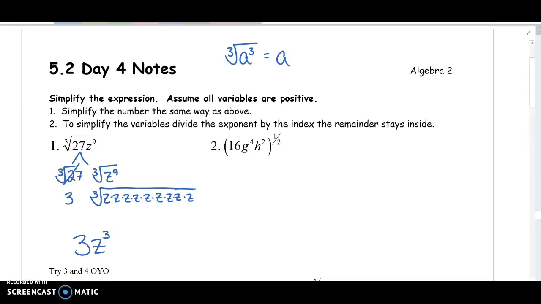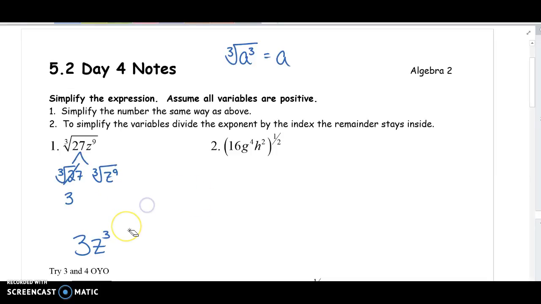Any less than 3, they can't break out. So here's a group of 3 that can break out and become a normal z. Here's a group of 3 that can break out and become a normal z. And here's a group of 3 that can break out and become a normal z. So they actually write it all out and physically look for groups of 3. So if that analogy works for you and you think about, all right, we've got 9 z's, how many groups of 3 can break out, how many would be left over, use that method.